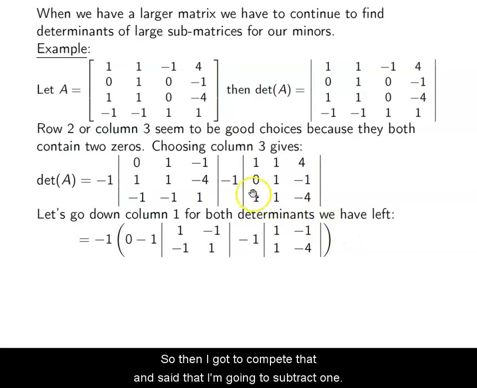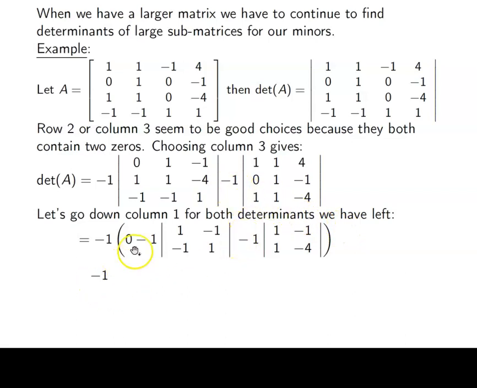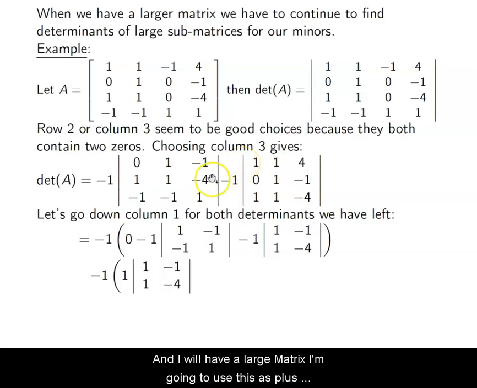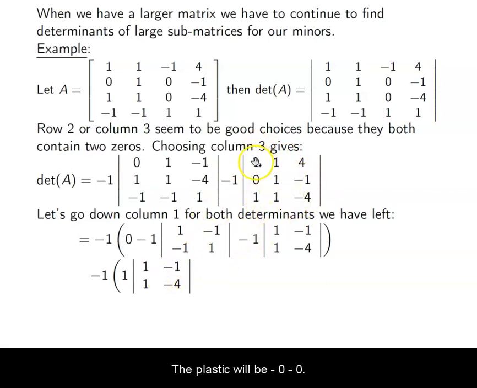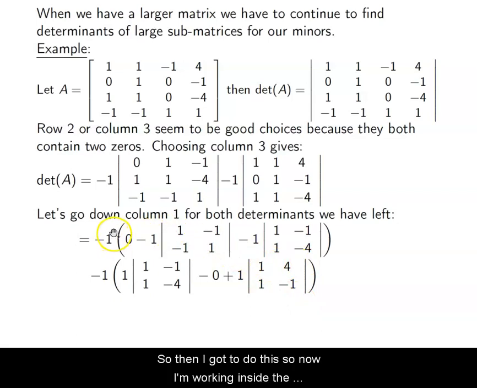Okay. So then I've got to compute that, and to that I'm going to subtract 1. Okay. And I will have a large matrix. I'm going to use this. This is plus. Delete the row, delete the column. This is what's left over. So plus, this will be minus, so -0. And then I'll have, this is plus, so plus 1, 1, 4, 1, -4, right? 1, 4, 1, sorry, -1. So then I've got to do this.